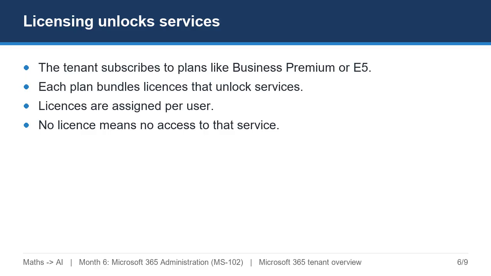Here's a concept that explains a huge share of your tickets: licensing. The tenant subscribes to plans, things like Business Premium or E3 and E5. Each plan bundles licenses that unlock specific services. And crucially, you assign those licenses per user. A user with no Exchange license has no mailbox. No Copilot license, no Copilot. So when someone says "I can't get into Teams," your very first reflex should be to check their assigned licenses before you touch anything else.